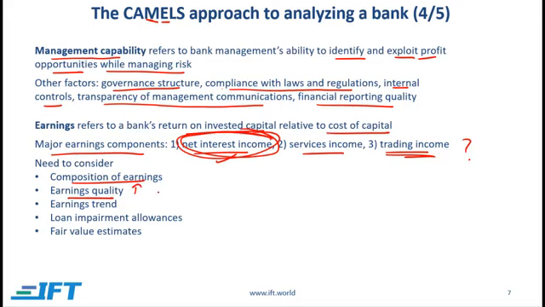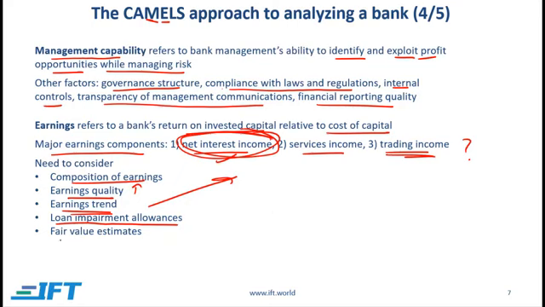We are also concerned with earnings trend. Ideally, what we would want is a positive trend. In evaluating earnings, we should carefully look at loan impairment allowances. Now, if loan impairment allowances have been underestimated, then that would be a cause for concern, because later on, as the loan impairment allowances are recognized, that would drive earnings down.